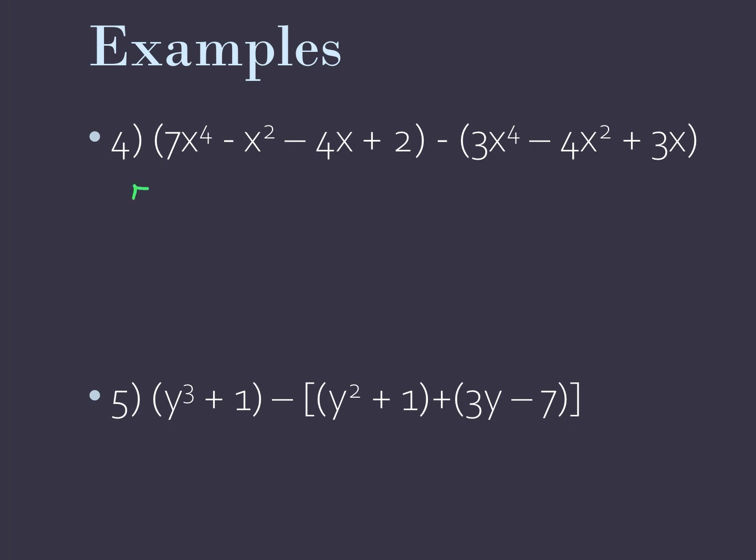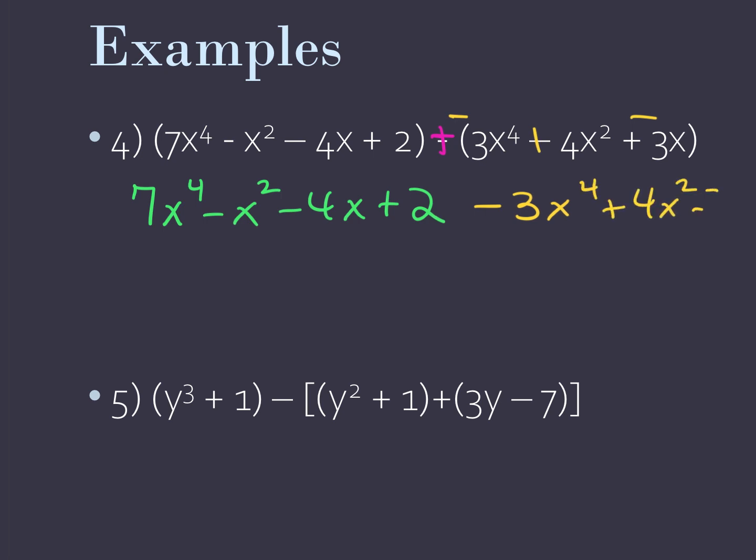So I write the first one, leave it alone. All the signs are exactly how they are. Then I change this sign here. It's now a plus sign. But now I'm making all of these opposite of what they were. So now what I have here, negative 3x to the 4th, positive 4x squared, and then negative 3x.